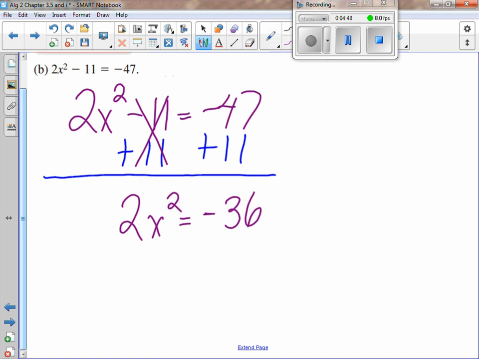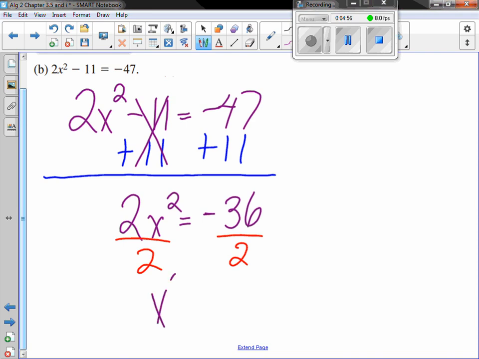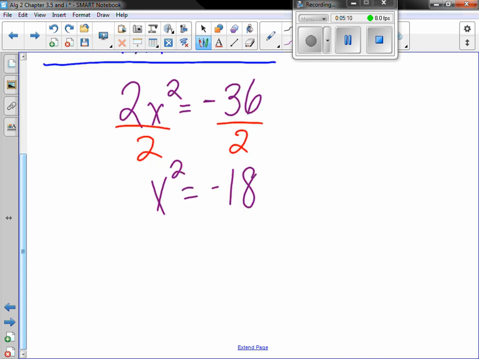And then what are we going to do next? We divide by 2. And when I divide both sides by 2, I get that x squared equals negative 18. X squared equals negative 18. So is x squared by itself? Yes, and since x squared is by itself, we can take the square root of both sides. And the square root and the square for x are going to simplify, leaving us with x is equal to plus or minus.